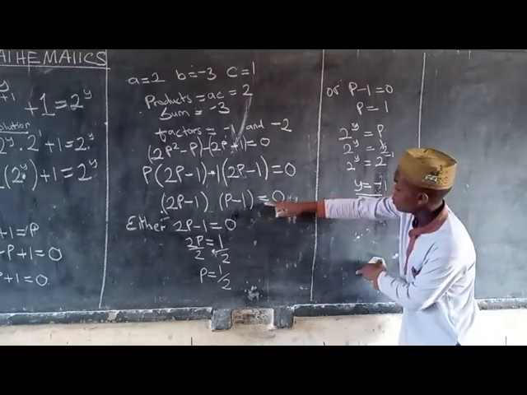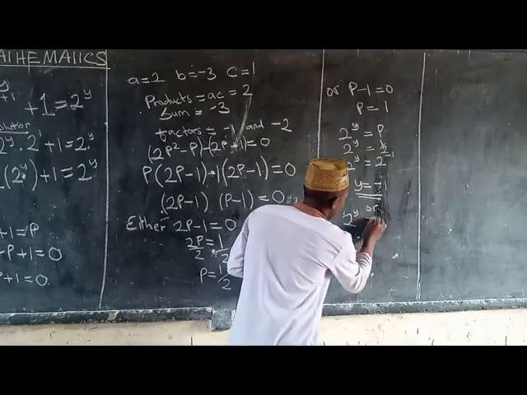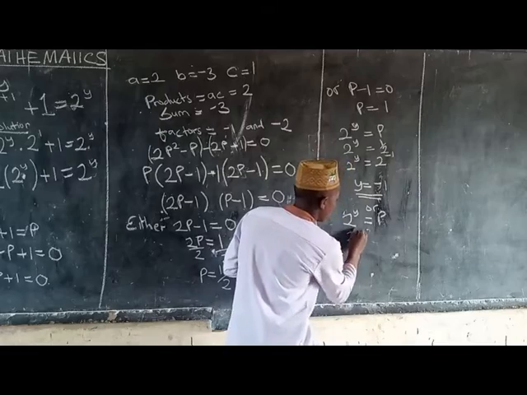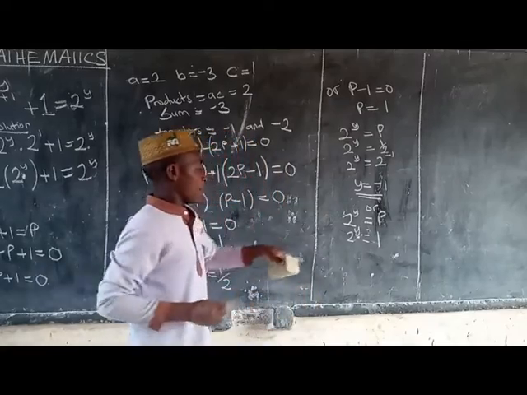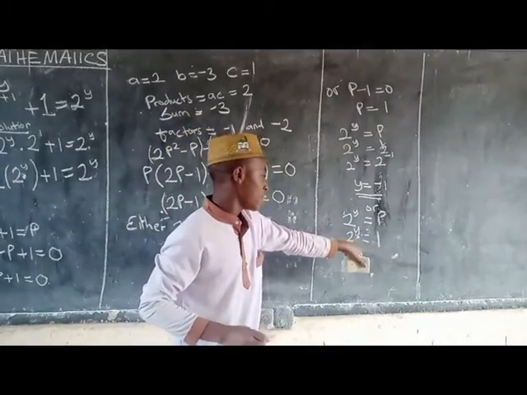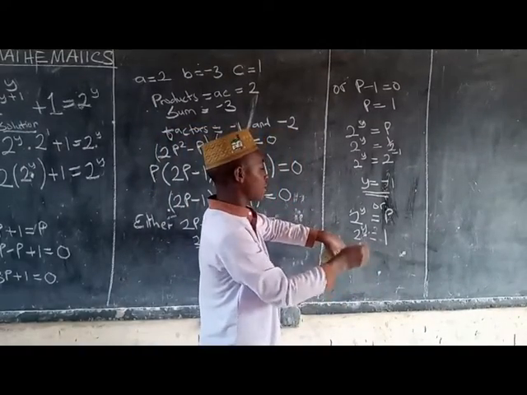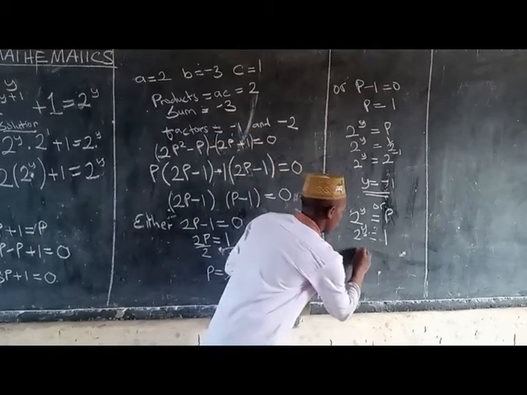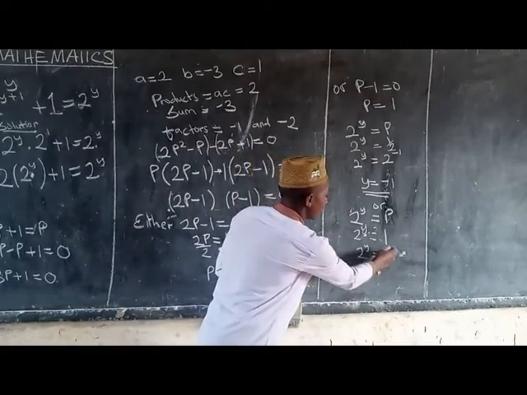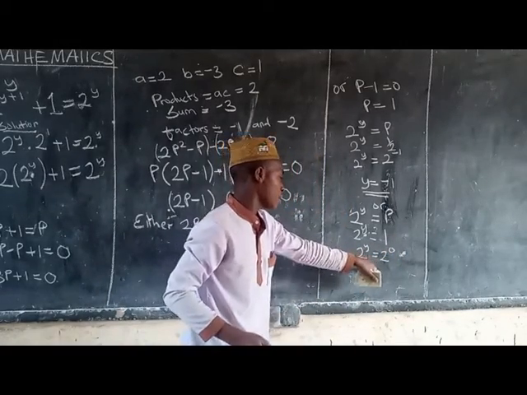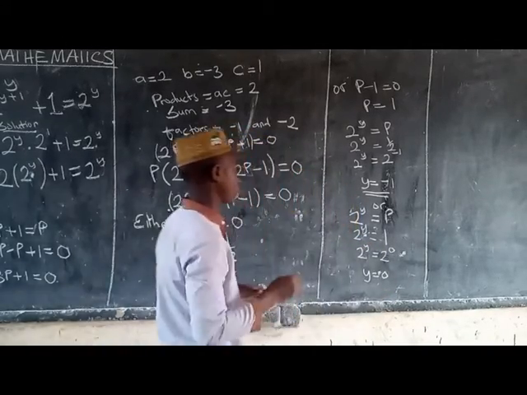Since we have 2 brackets and we have got 2 numbers, now 2 exponent y is equal to p, the second value we got, which is 1. Here we need a common base. Recall from the law of exponents that any number raised to 0 is equal to 1. So 2 exponent y is equal to 2 exponent 0, which is 1. Now we have the common base, so our exponents are equal. Now y is equal to 0.